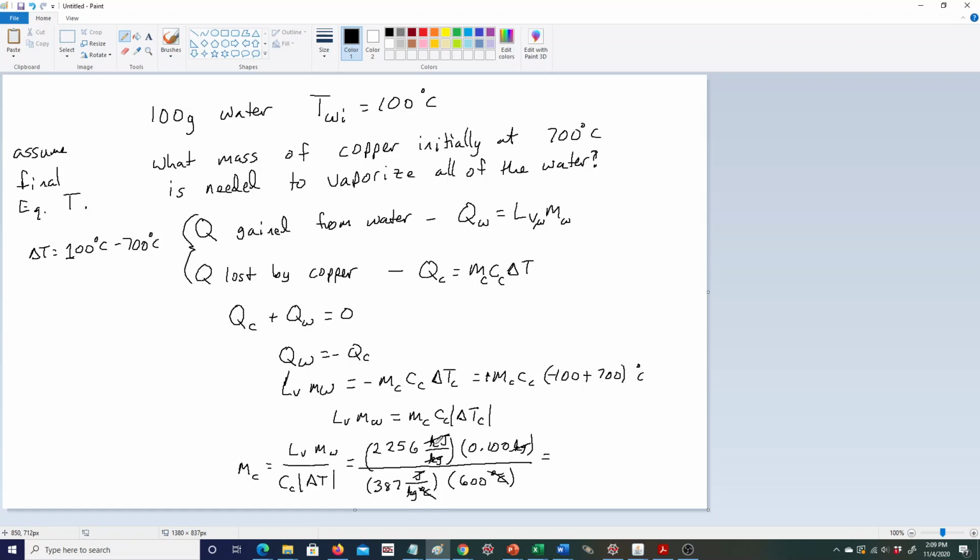And when you run this calculation, noting that this is in kilojoules, so this is actually 2.256 times 10 to the 6th joules, I come up with a mass of 0.97 kilograms. So if I have a block of copper that is 0.97 kilograms in mass, and it's at an initial temperature of 700, okay? It's at an initial temperature of 700. And all of that energy goes into vaporizing the water into steam, then I need 0.97 kilograms in mass.